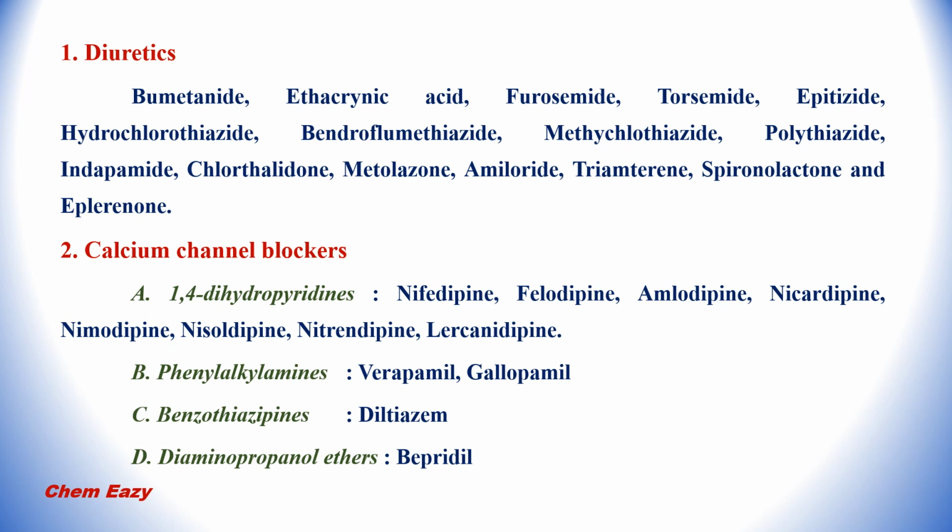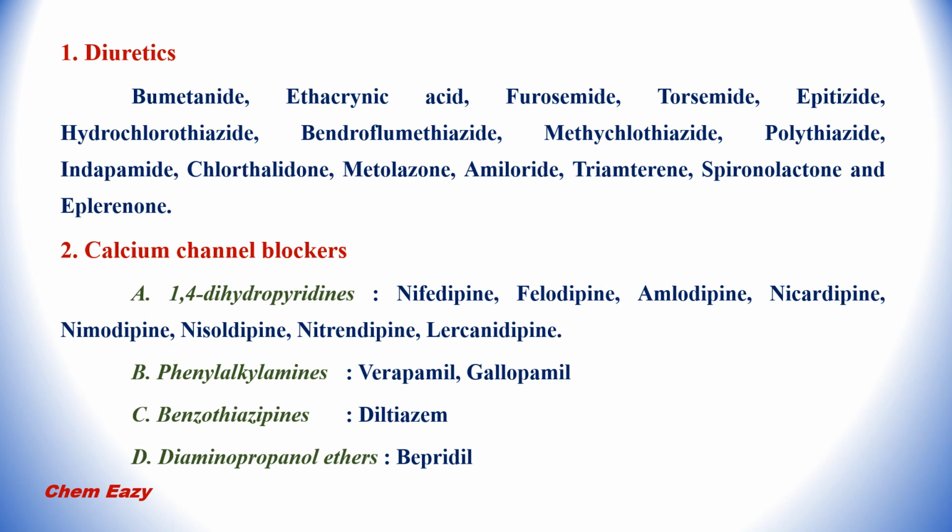The drugs that come under diuretics include bumetanide, ethacrynic acid, furosemide, torsemide, epitizide, hydrochlorothiazide, bendroflumethiazide, methyclothiazide, polythiazide, indapamide, chlorthalidone, metolazone, amiloride, triamterene, spironolactone, and eplerenone. The second important class is calcium channel blockers.